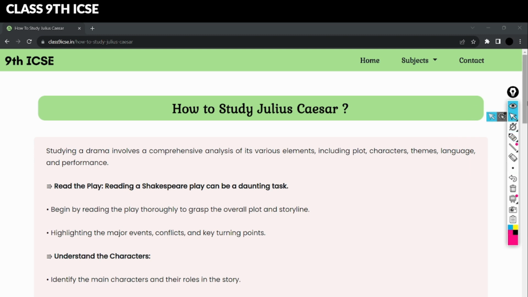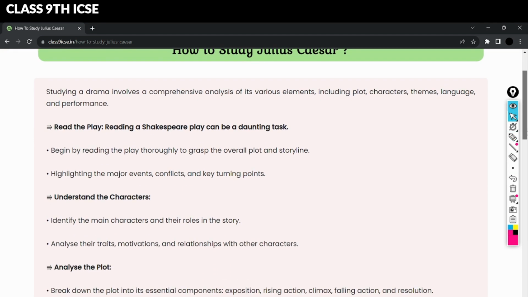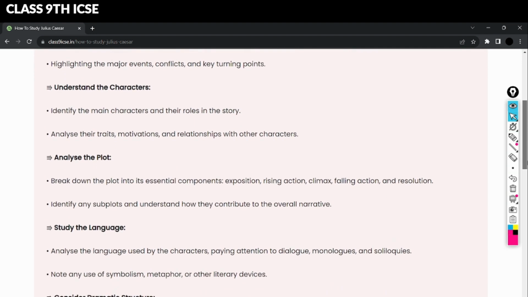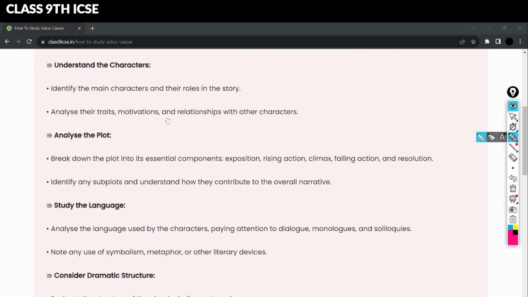Let's move ahead. Once you're done with this, you need to understand the characters. Characters also play a very important role in order to understand their roles in the story. So we need to analyze their traits, the motivation behind their characters, as well as their relationship with other leading roles. Then we need to analyze the plot.